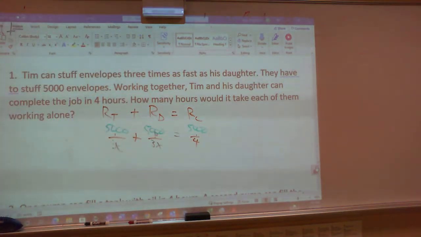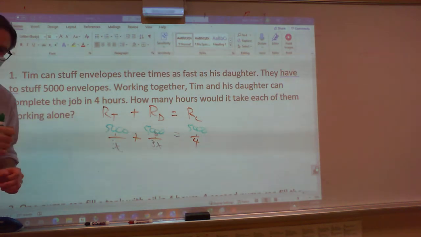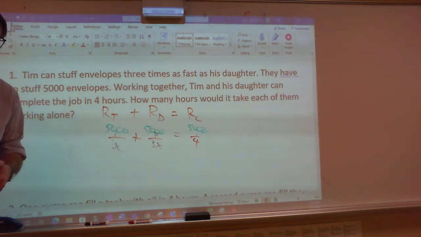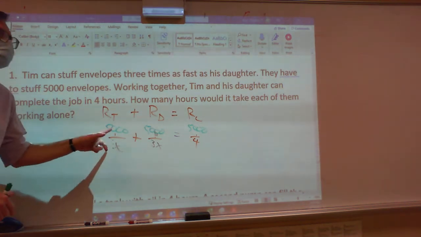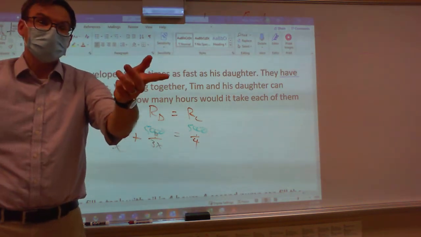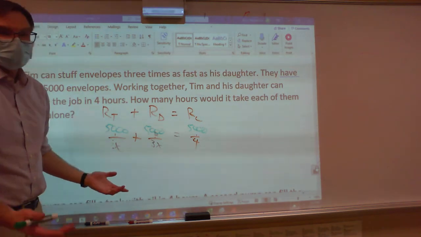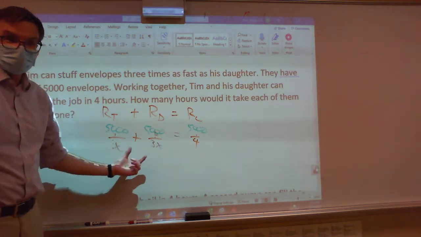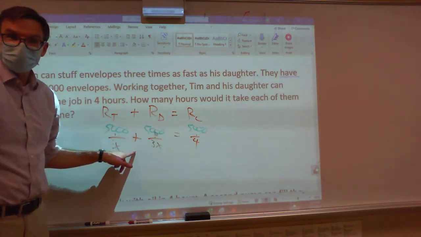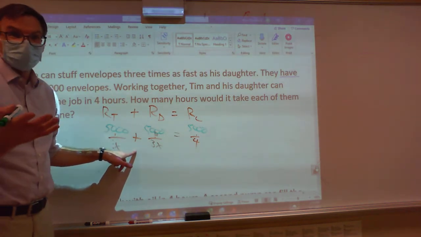All right? So does it matter which side we put it on though, like the 3x or the x? In this case, no. Good question. The reason is because you're adding, right? So if you're adding, would it matter? Not really, would it? But what if you were subtracting? Then it would matter.